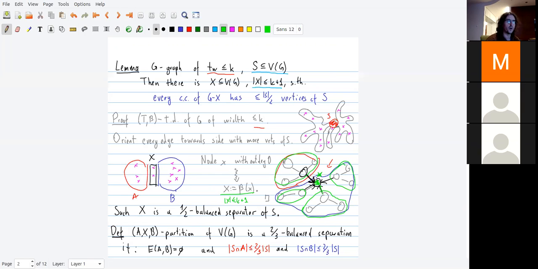And whenever we were orienting those edges towards the middle back, we were always orienting them from the part that has fewer vertices of S, which in particular has at most half of the vertices of S. So this is just a basic lift of this notion, and such a set X for a set S of vertices of interest is called a half balance separator for S. Right. So this was this lemma about the half balance separator.